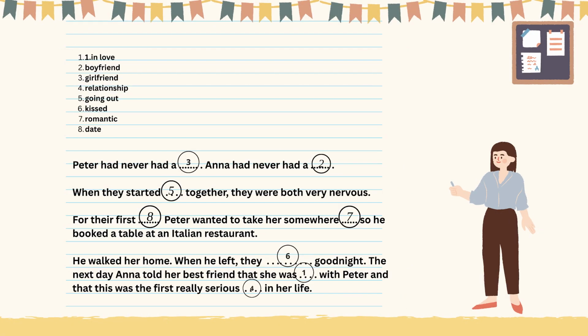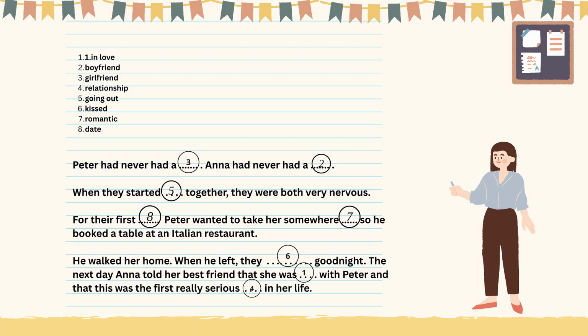Now let's check the answers together. Boyfriend and girlfriend come first because they describe the people. Going out shows the beginning of the relationship. A date is one specific meeting. Romantic describes the atmosphere. Kissed is the action. In love describes the feeling. And finally, relationship is the result.